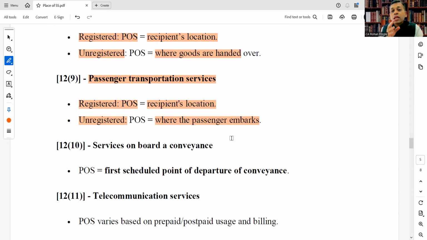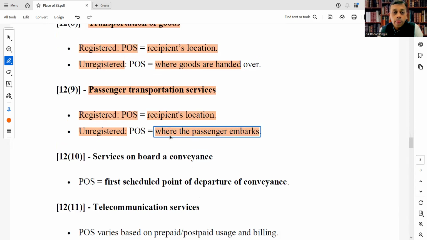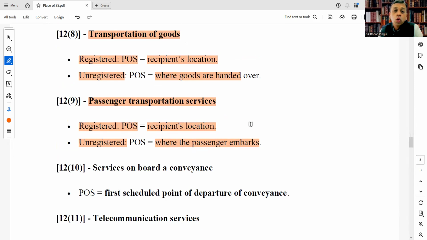It means if any passenger embarks in city Mumbai and gets down at a city in Gujarat, then the place of supply would be where the passenger embarks, that is Mumbai, in case of an unregistered recipient. Okay, understood? I hope you are very clear about all these concepts we are learning today, and I have tried to bring out these concepts in very lucid and simple language to understand.